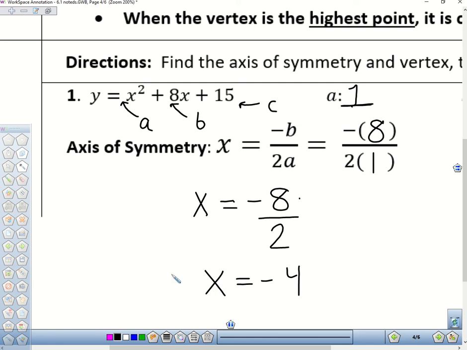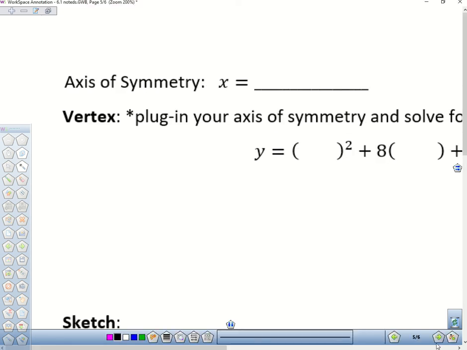So as we continue on to the next page, we're continuing with the same example. We found the axis of symmetry to be negative 4. Is everybody ready? So we just found our axis of symmetry on the previous page, and it came out to be negative 4. So we're going to fill in that gap right there. That's just what we just found on the last page. You guys with me?